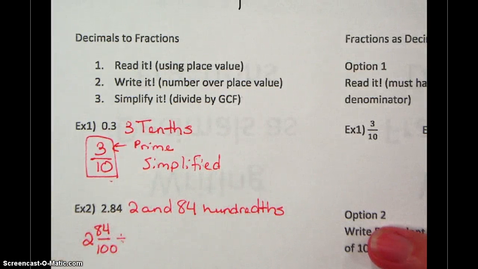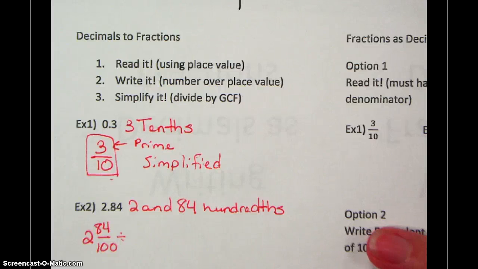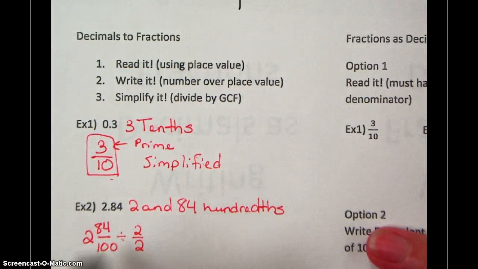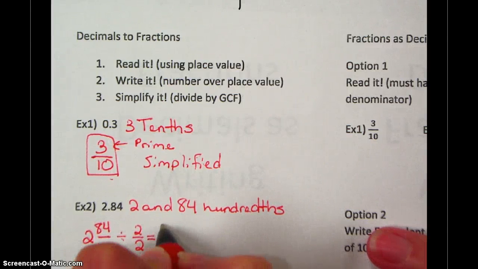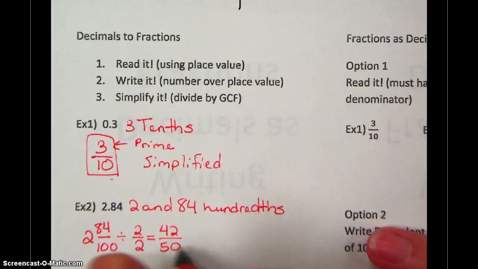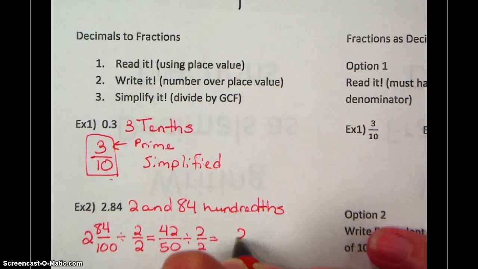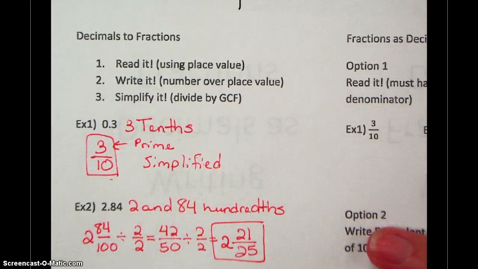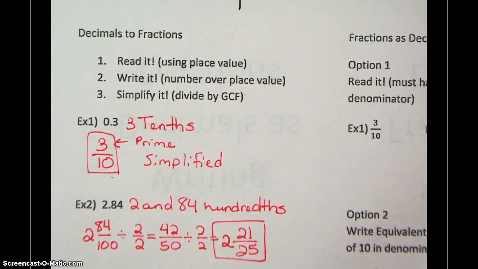So when I look at those two, I can tell that 84 is divisible by 2 and it's also divisible by 4. So I'm going to go ahead and do it the way that I showed you earlier on your notes. So we're going to divide by 2. We get 42 over 50. And then I'm going to divide again by 2. And we're going to get 21 over 25. Which we need to put in the whole number of 2. 2 and 21/25.